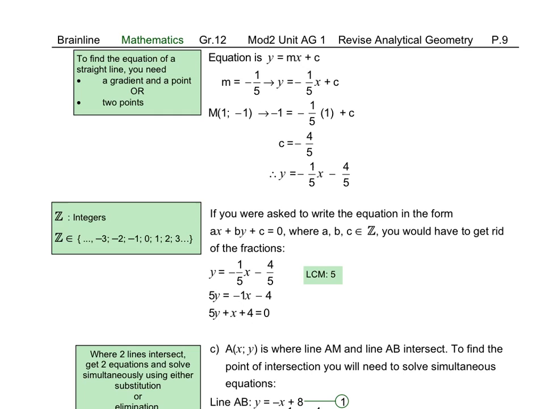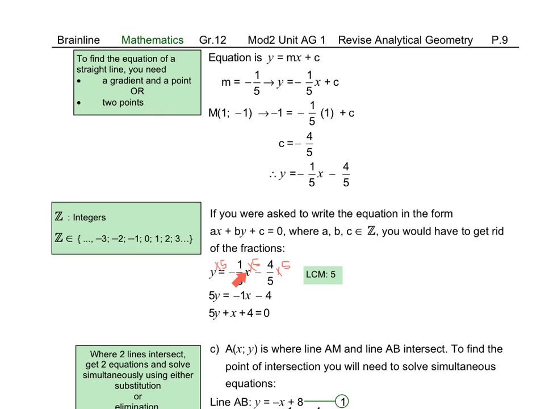If you were asked to write the equation in the form ax plus by plus c equal to 0, where a, b, and c are an element of integers, you would have to get rid of the fractions. The lowest common multiple is 5, so basically each term is multiplied by 5 to get rid of the fractions. So y times 5 is 5y.